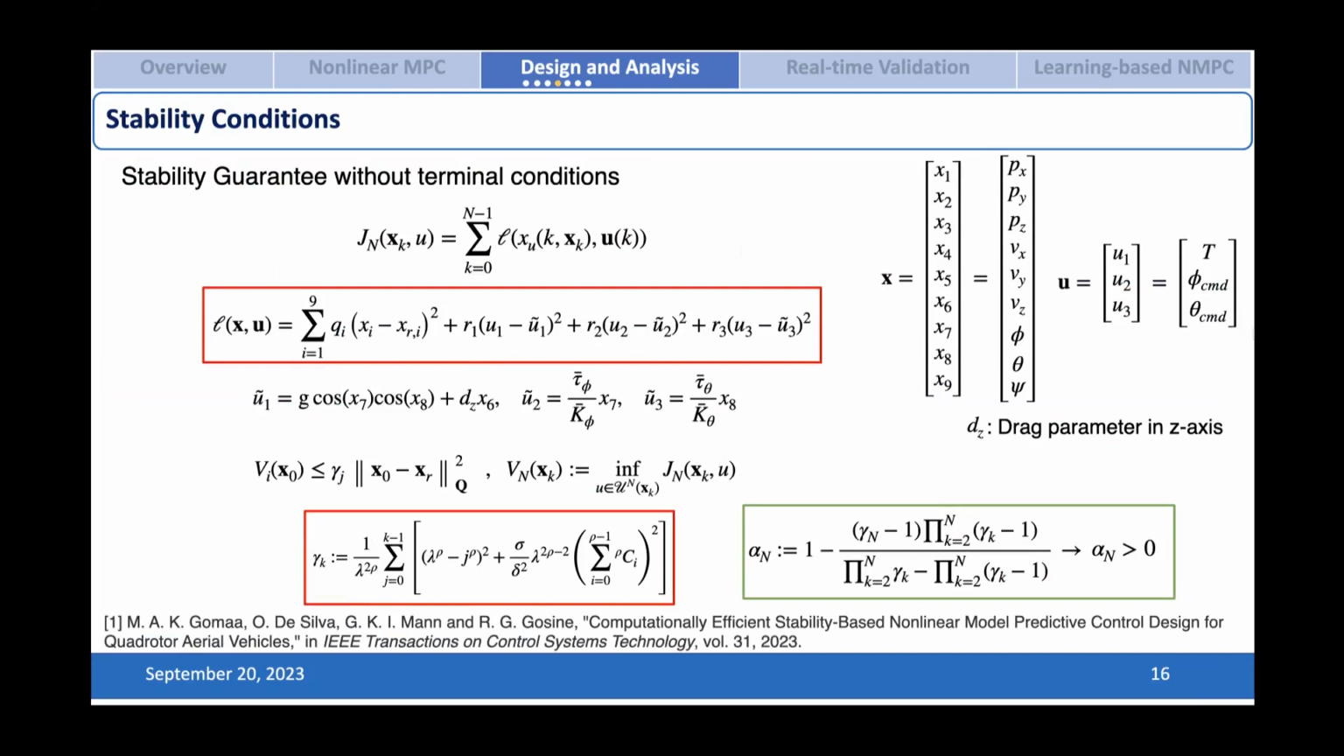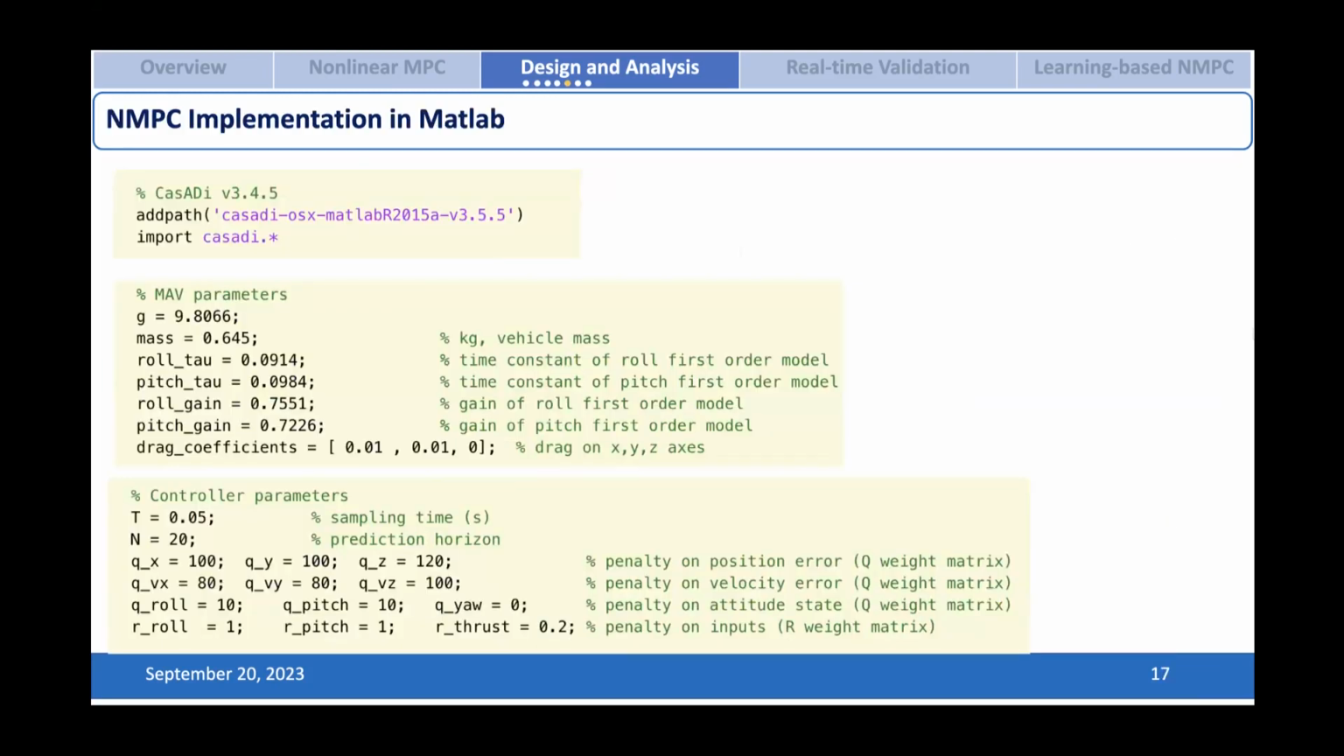So we can find the value of N that makes alpha N greater than 0. In our case, we find it to be N greater than or equal to 4. So we guarantee that 4 stabilizes our system. Okay, now let's go a bit further to the implementation of the NMPC in MATLAB.